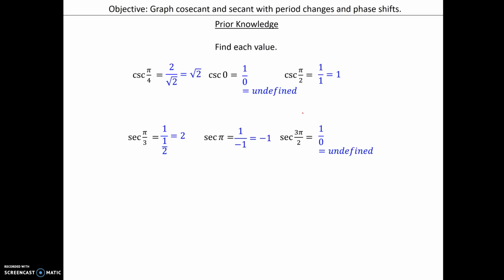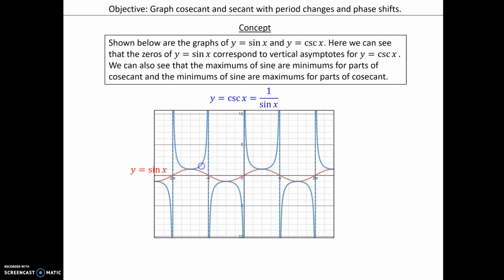So these are some values you may want to jot down in your notes to help develop this idea of how we're going to graph cosecant and secant in this lesson. This lesson is going to start off with cosecant of x, and below are shown the graphs of y equals sine of x and y equals cosine of x.